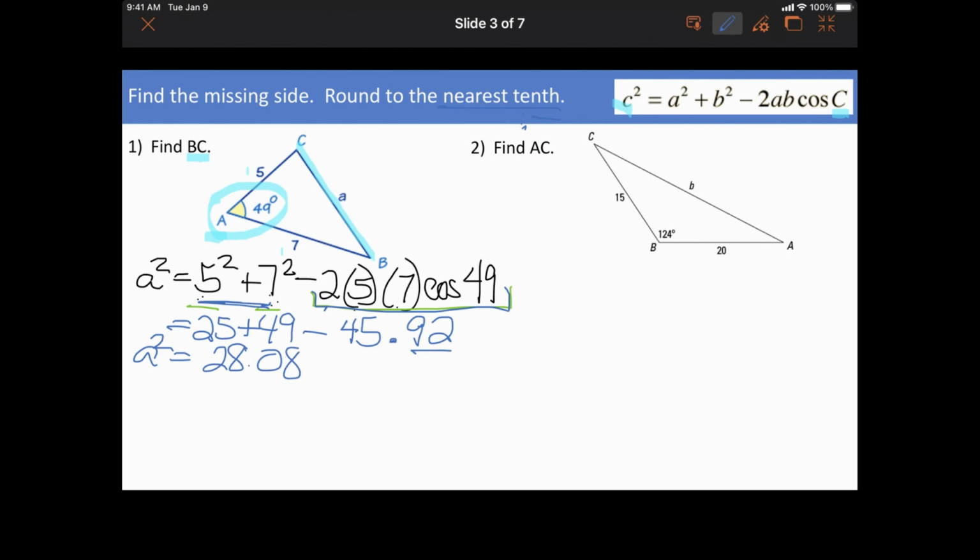Going to take the square root. Oops, I forgot to put a number inside my square root. So it is approximately 5.299, which will then round to 5.3.